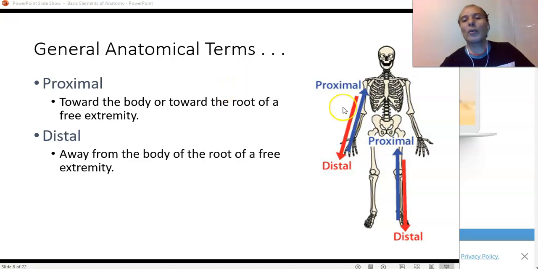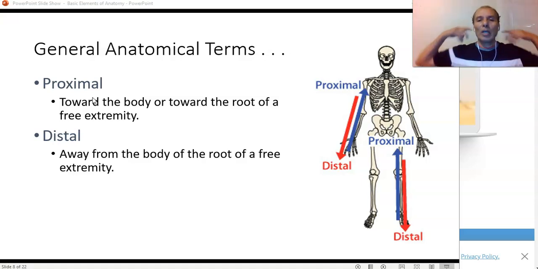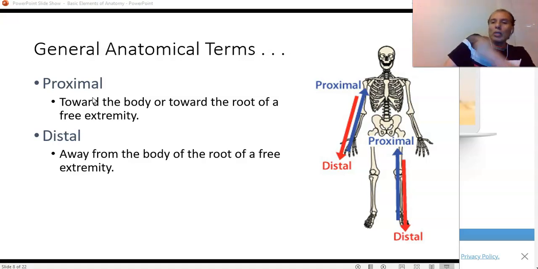In terms of proximal, it means close to the main body, the main part of the body, the central part of the body. The central part of the body is the trunk. And then the appendages, or the legs and the arms and the head, these are all appendages. So the trunk itself serves as the main center of the body, and something that is close to the center, or close to the trunk, becomes proximal.